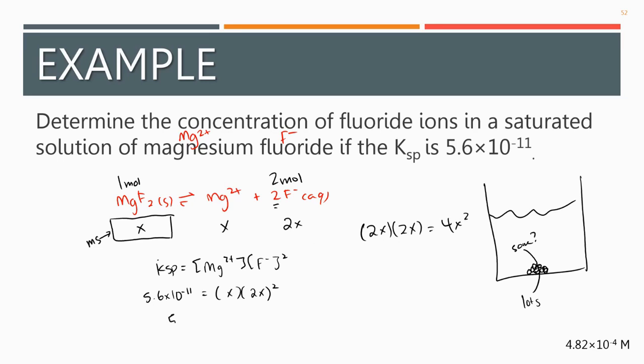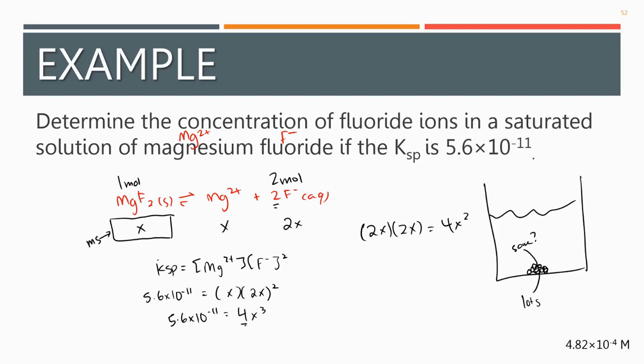So we get 5.6 times 10 to the negative 11 is equal to 4X to the power of 3, right? So x times this works out to being 4x cubed. So what do I have to do? Order of operation matters. What do we want to do?